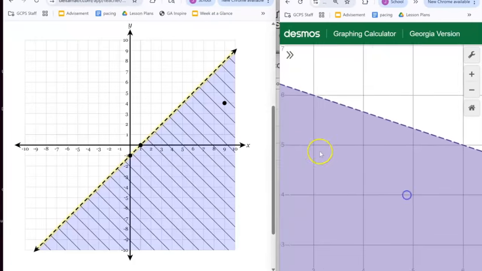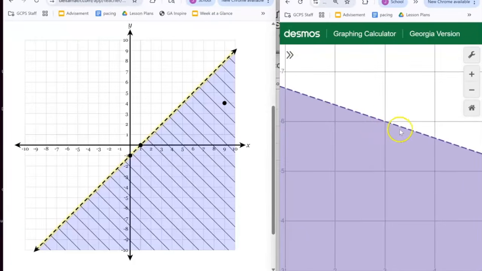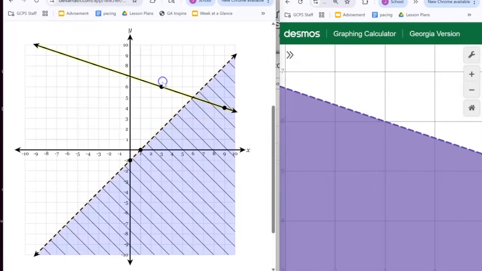So I really just need to go back on this side. And this is a corner. This is not a corner. This is a corner right here. So this looks like 3, 5, 3, 6. All right, so 3, 6 is a corner. So 3 and then 6 is a corner.